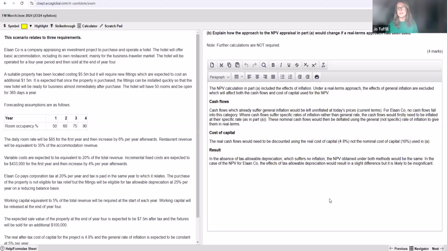So that's why there's a slight difference. It's because the tax allowed depreciation has been deflated in this case, and it shouldn't have been. And that's why there's a slight difference. So that is understanding the difference between nominal and real.